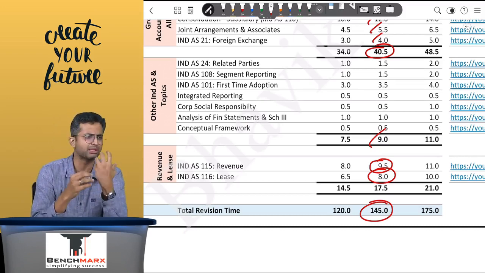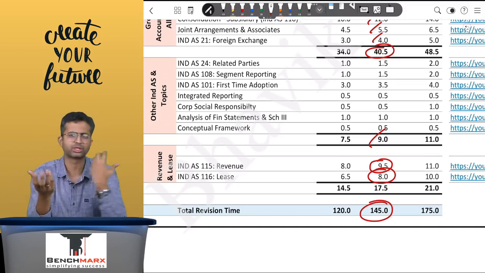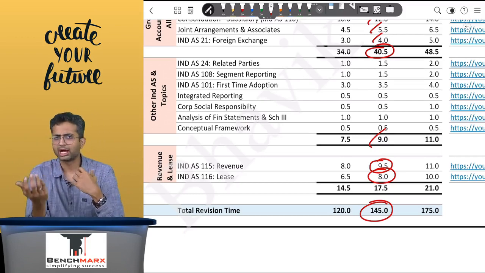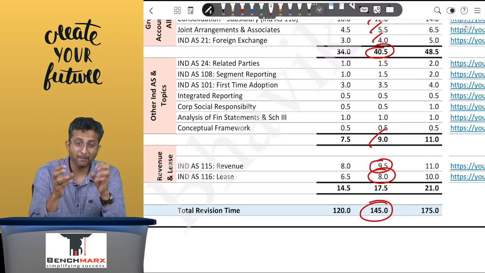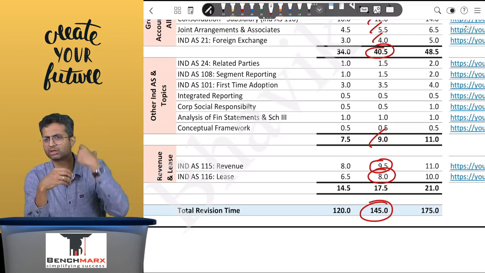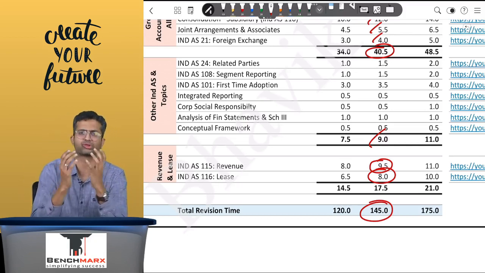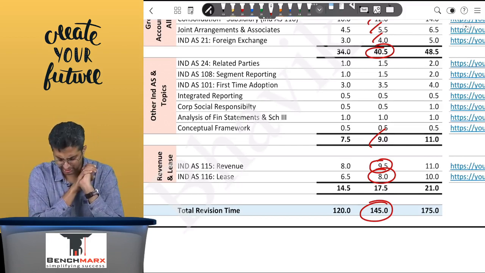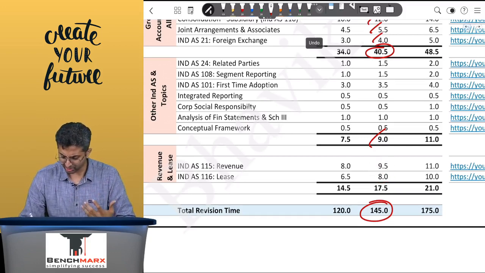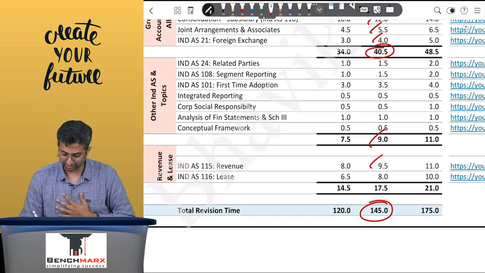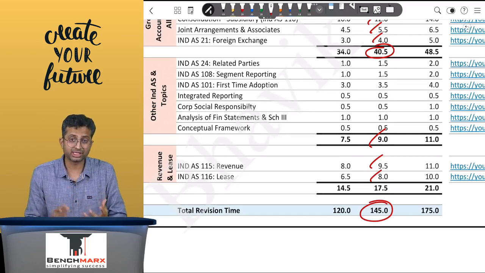Again, in lease, at the beginning, you have what is a lease, what is an identified asset, what is the right to direct use, etc. But mainly once lease payment, lease term, lessee accounting, special cases start, is where the standard becomes really important as well. So close to 10 hours, approximately 9.5 hours for revenue, and close to 8 hours for leases is your ideal time, and hence this should take you close to 145 hours.